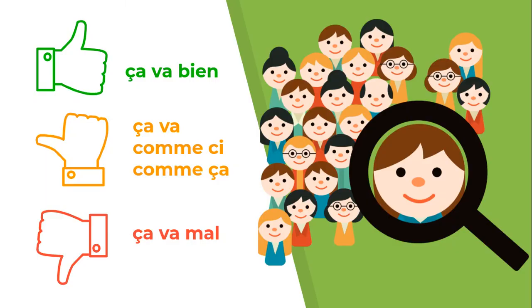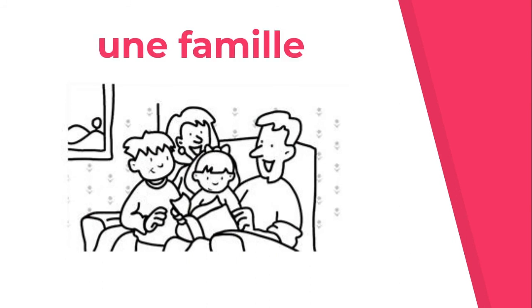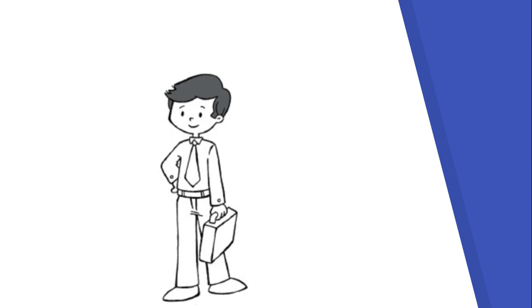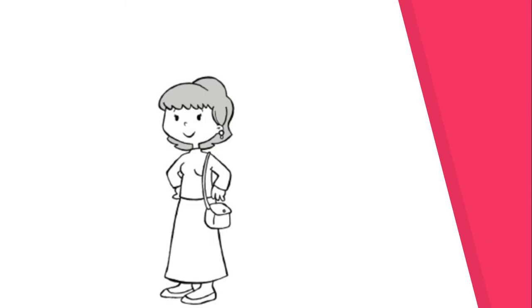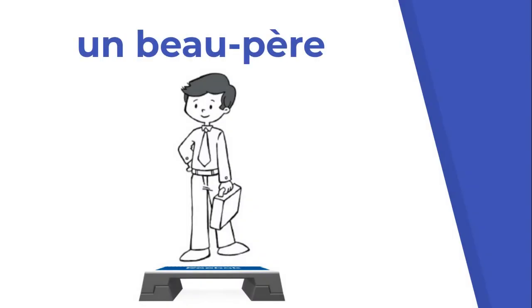Excellent. Okay, this time I'm going to show you the picture and you need to tell me what or who it is in French. Okay, so you're telling me in French. Okay, so 3, 2, 1, go. Une famille. Un père. Good. 3, 2, 1. Une mère. 3, 2, 1. Tricky one. Un beau-père. Good.